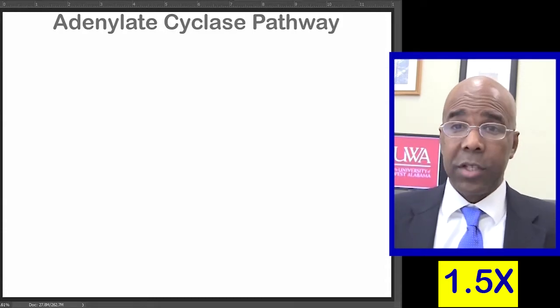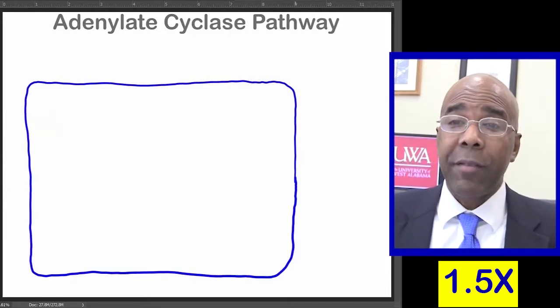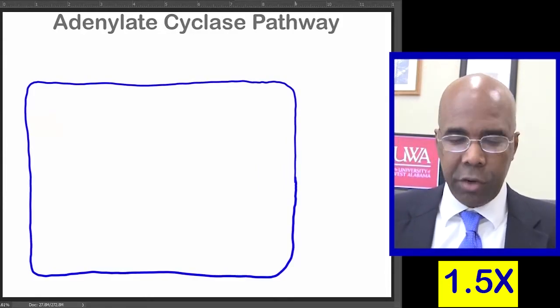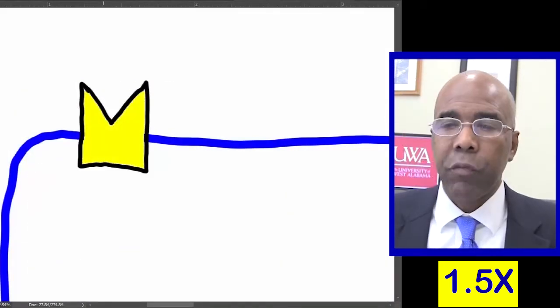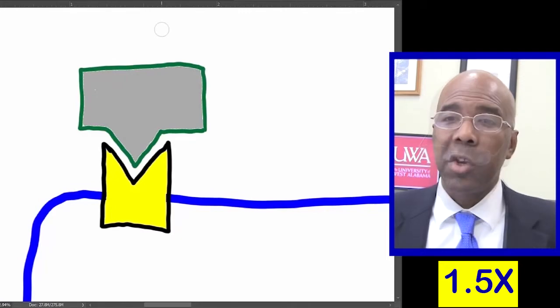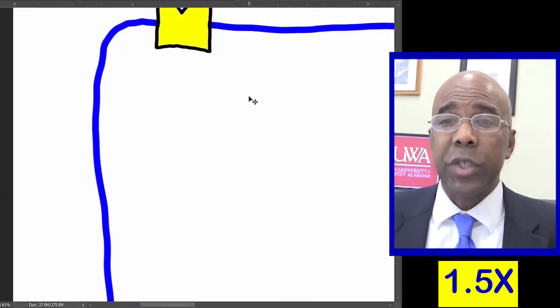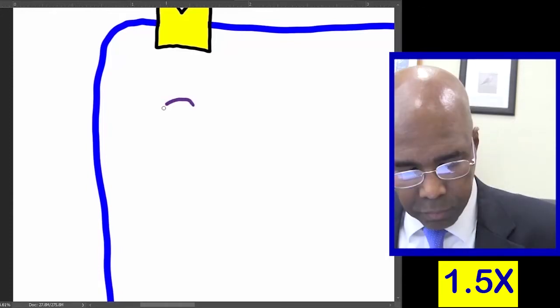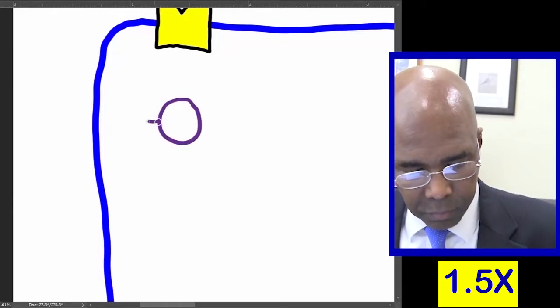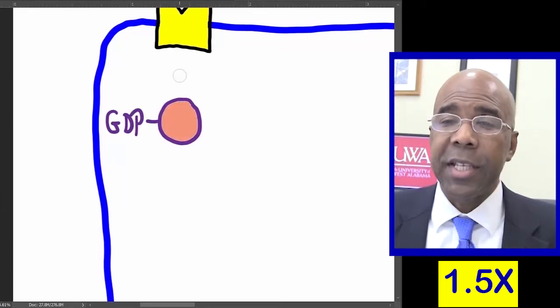First, we're going to draw a cell. Let's start with our target cell. Okay, this is our target cell. And in the target cell, we're going to have our receptor for the hormone. So let's indicate that here. Here we have our receptor for the target hormone. Now let's indicate the hormone itself. And here we have our hormone. Inside the cell, we're going to have a protein which interacts with the receptor. This protein is linked to GDP.